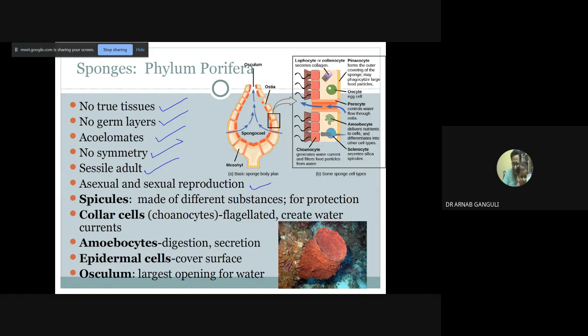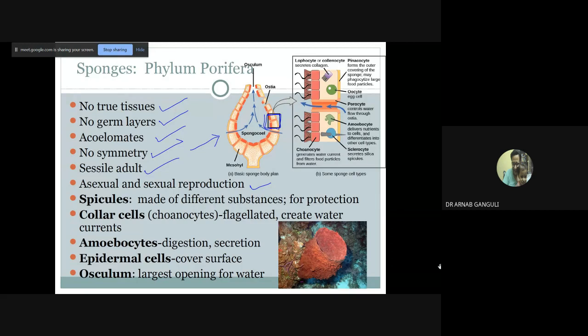They have certain cells. If you look at this, this is the cross section. This is the picture of a sponge. Can you see this picture? Yes, sir. Right. So this is just the cross section of this region.